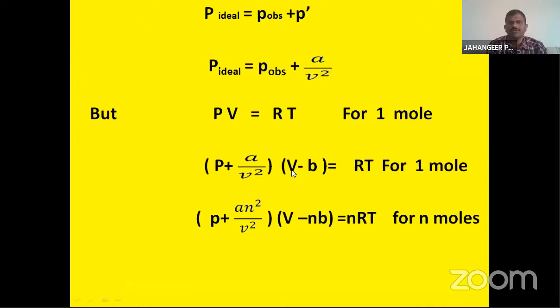Next, the volume correction: V minus B is equal to RT for 1 mole of gas. For n moles of gas, P plus A n square by V square, V minus nB is equal to nRT. This is the van der Waals equation, which is applicable for real gases and also ideal gases. This is the van der Waals equation derivation. Van der Waals equation: P plus A n square by V square, V minus nB is equal to nRT. Okay.